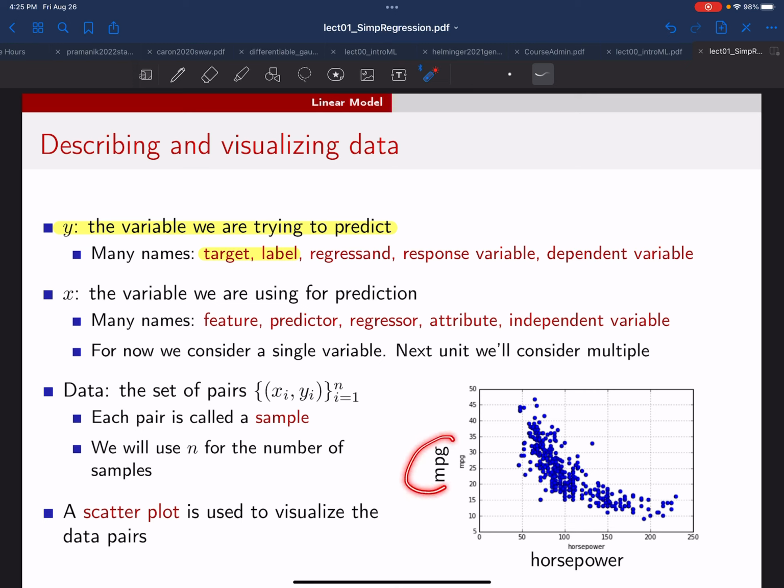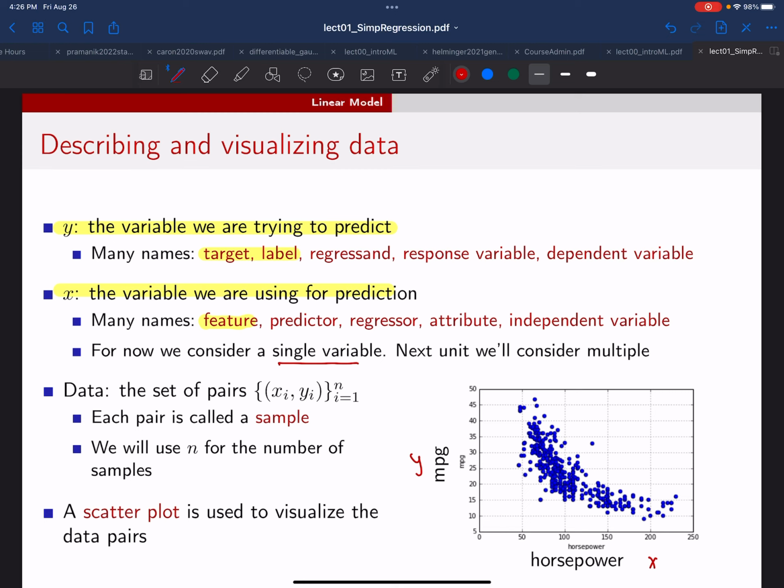So in this case, miles per gallon would be the y. And the variable that we're using for the prediction, we're going to call that x all throughout this class. And we're usually going to refer to it as the feature, or maybe multiple features. So that's going to be our main name, but people also refer to them as predictors, regressors, attributes, independent variables, and so on. And again, focusing on single variable in this unit, next unit, multiple variables. So that's what we're doing. We're basically trying to predict something like y miles per gallon from x horsepower.